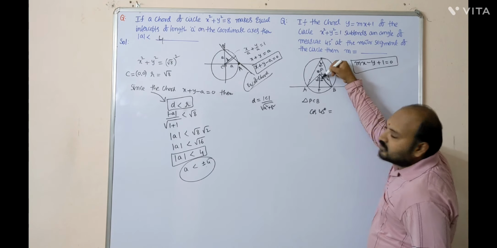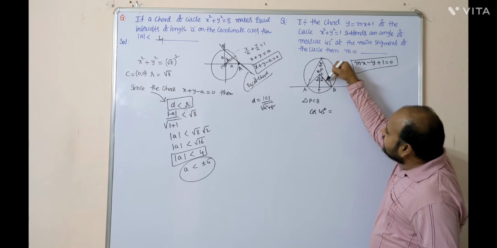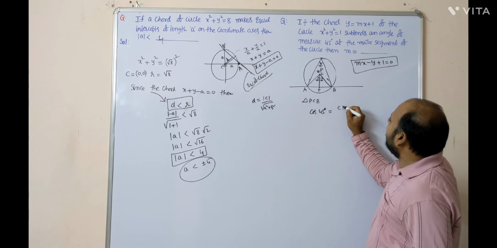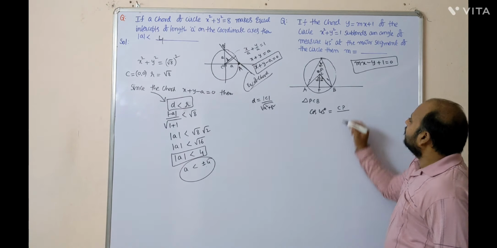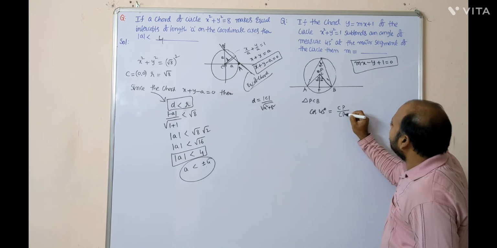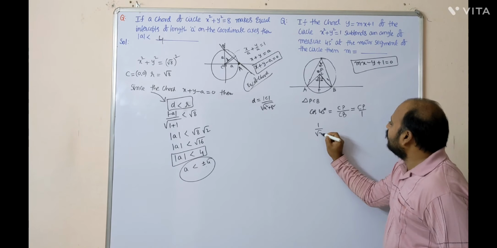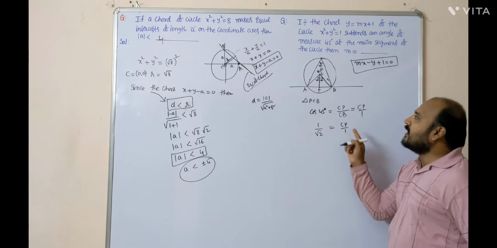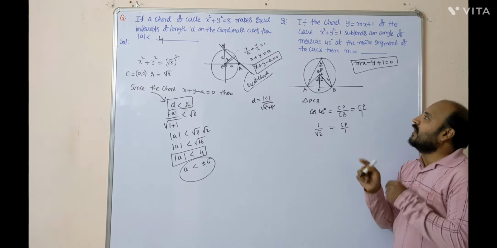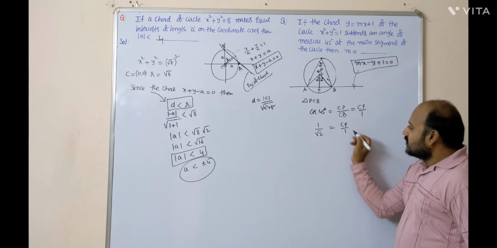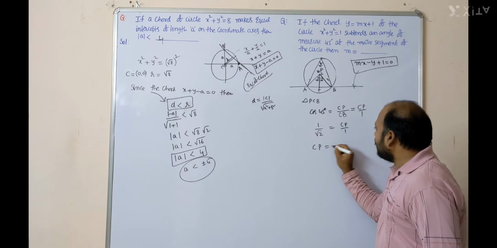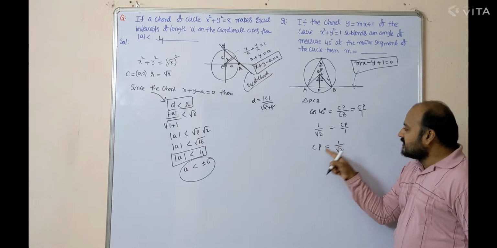This is the triangle. Whenever the angle is here, this is the adjacent side. This is the hypotenuse. So CP divided by CB. CB means radius only, no, CB value is 1. So CP by 1. Cos 45 is 1 by root 2. CP, what is CP? CP means the perpendicular distance from the origin to this line. This line means this only, no. So write it first. CP is equal to 1 by root 2.